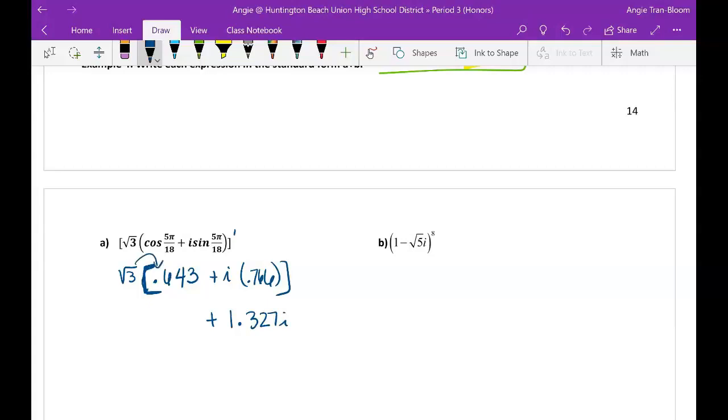I'm going to take my calculator to multiply. So let's see, rad 3 times cosine. Radical 3 times cosine of 5 pi divided by 18.